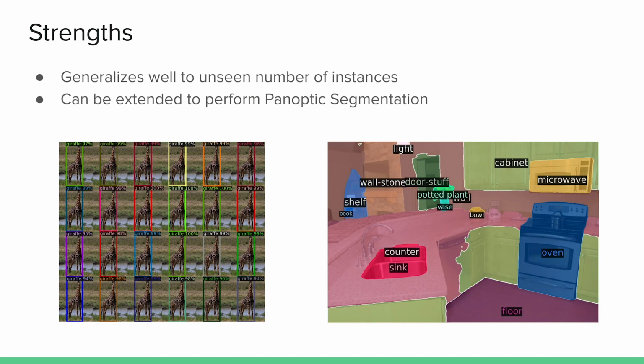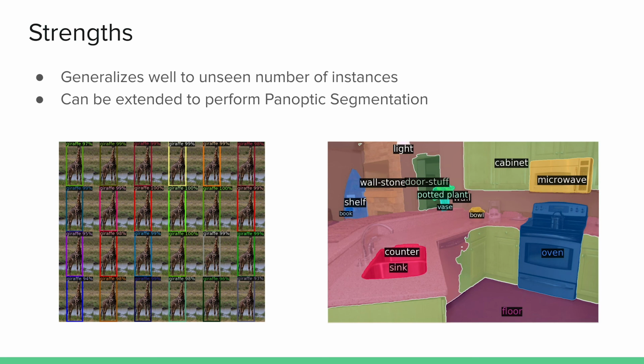So some of the strengths of this detection transformer is that it generalizes actually pretty well even to an unseen number of instances. They had this nice visualization here where they just took one image and replicated it a bunch of times. And even though the network never saw such an image, it can generalize this and say, well, there are, I don't know, 24 giraffes in that image.